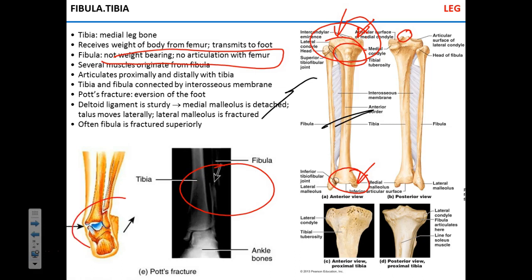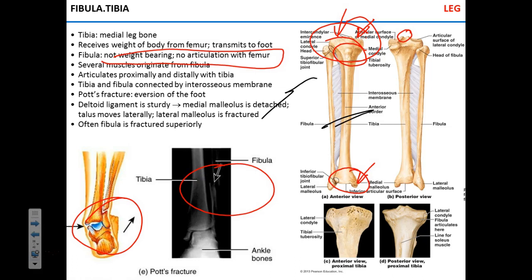And actually, one of the common fractures of the fibula is so-called Pott's fracture. Foot gets everted. Let me try to use Marvin here. Eversion means that the foot bends outward. Like this. Okay? So it's like you're walking on the inside edge of your foot. Does that make sense what I'm trying to say?